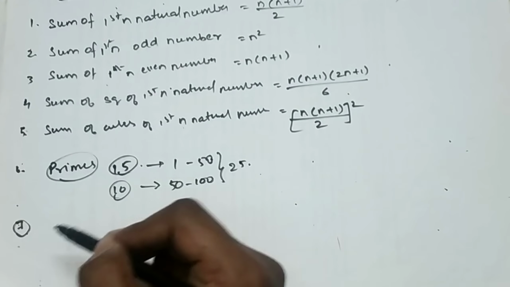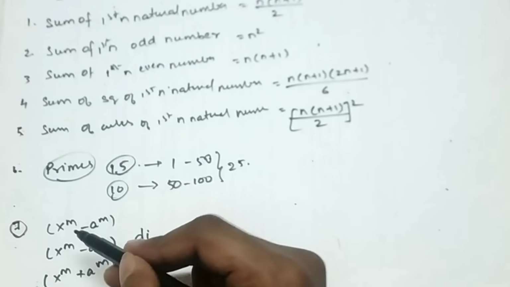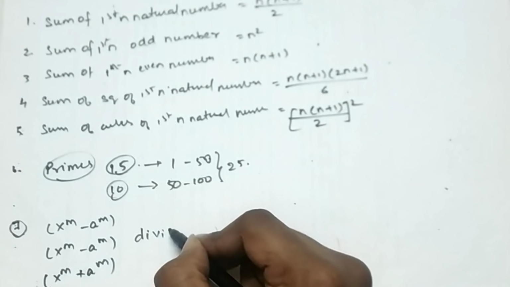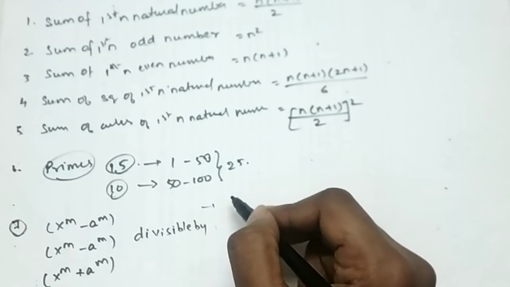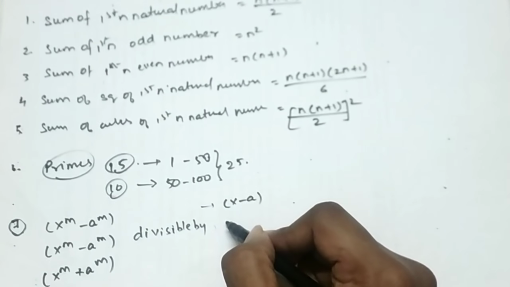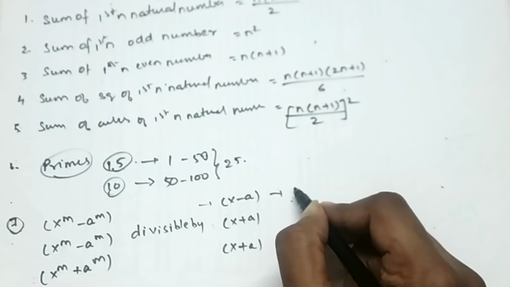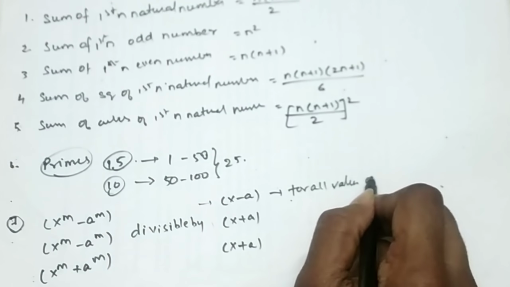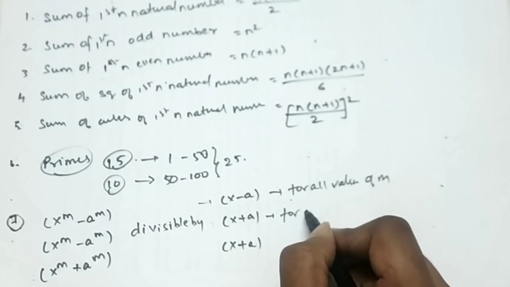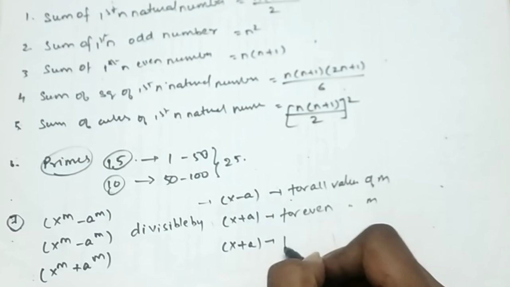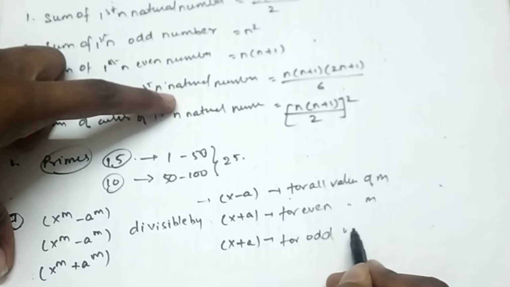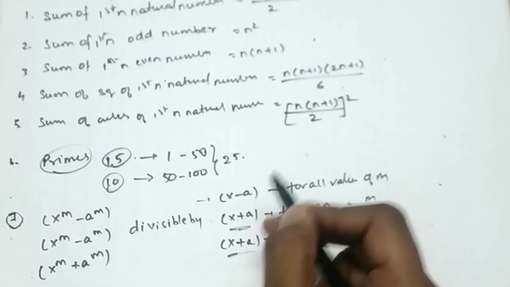Another one: x power m minus a power m is divisible by x minus a for all values of m, by x plus a for all even values of m, and x power m plus a power m is divisible by x plus a for all odd values of m. See here, you can see it clearly. So x minus a for all values, x plus a for all even numbers, x plus a for all odd numbers. So you see it clearly, so you can understand it.